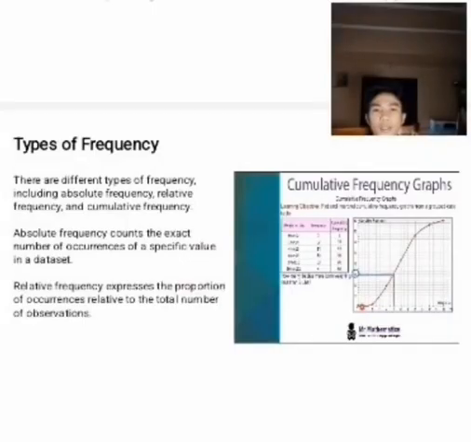Types of frequency. There are different types of frequency, including absolute frequency, relative frequency, and cumulative frequency. Absolute frequency counts the exact number of occurrences of a specific value in a dataset. Relative frequency expresses the proportion of occurrences relative to the total number of observations.